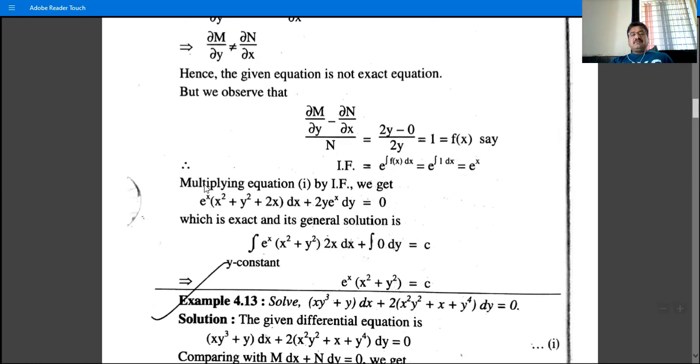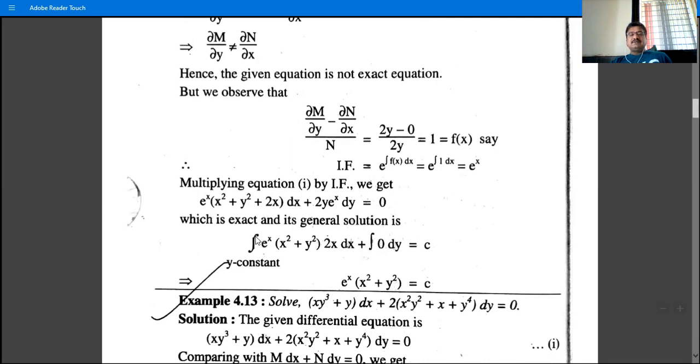If you have to check, denote this as M and this as N, and find del M by del y and del N by del x. We have that both are the same, so it is an exact differential equation, and its general solution is the integration of M dx, plus the integration of terms in N independent of x dy, is equal to 0.